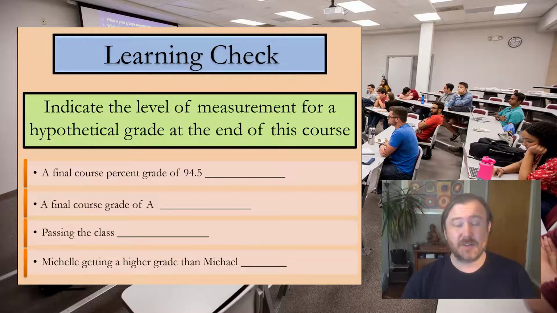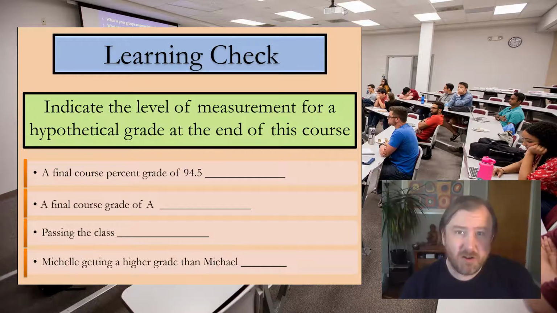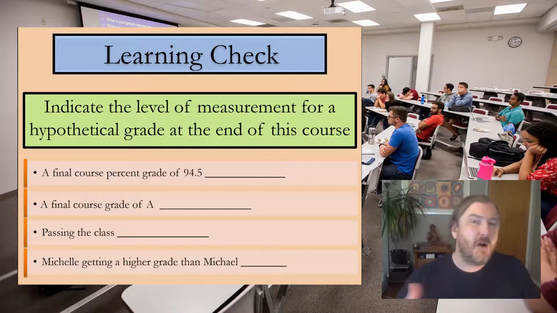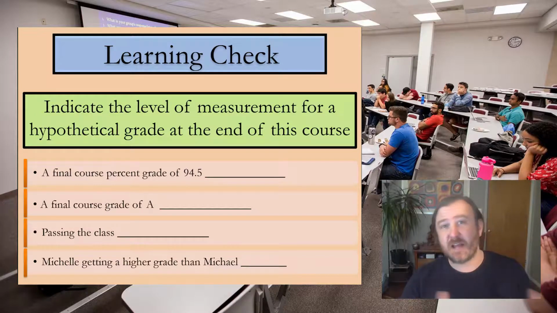What about passing the class? Pass or fail? So this is going to be nominal. There's only two measures here. What about Michelle getting a higher grade than Michael? Well, we don't know the difference between their grades, right? This is going to be an ordinal variable because all we know is that there's an inherent sense of order between the two grades, with Michelle doing better than Michael.